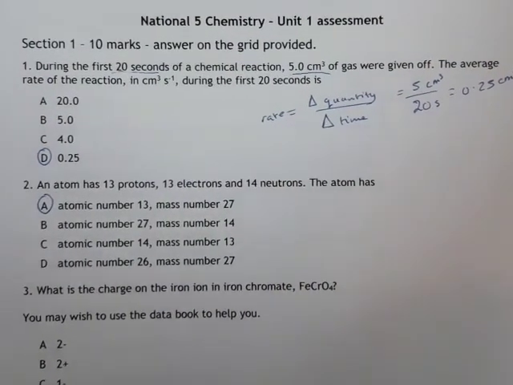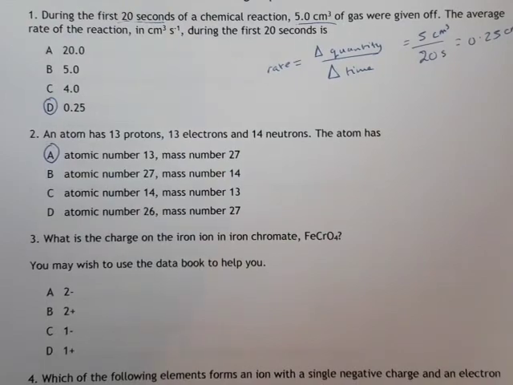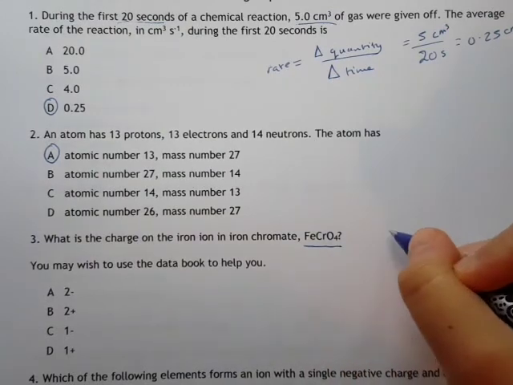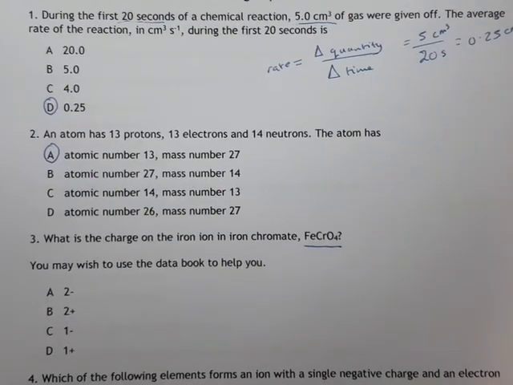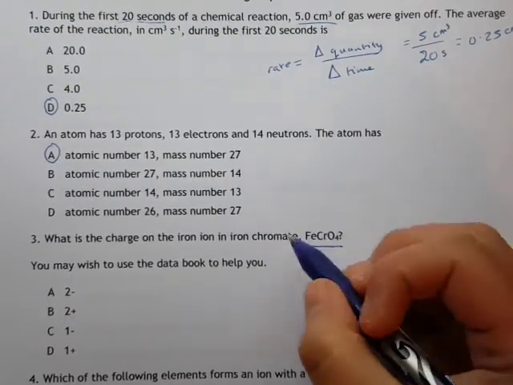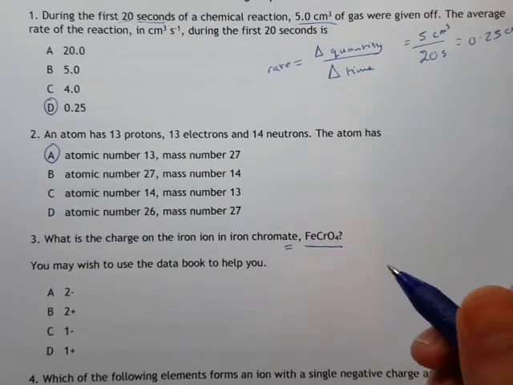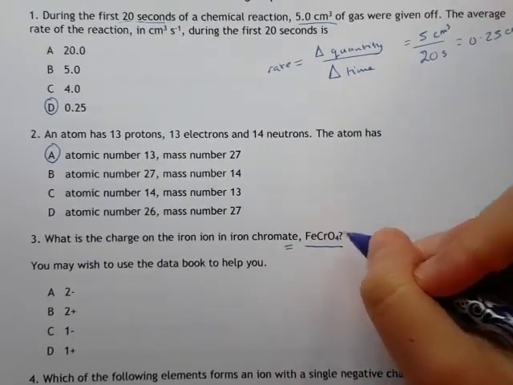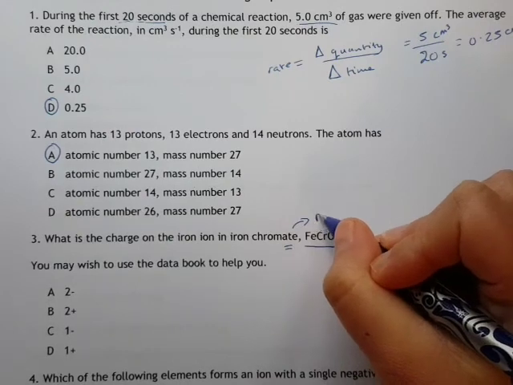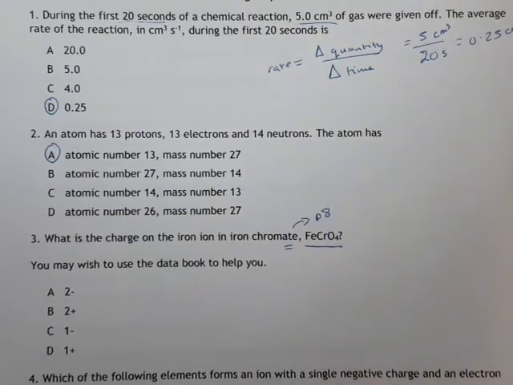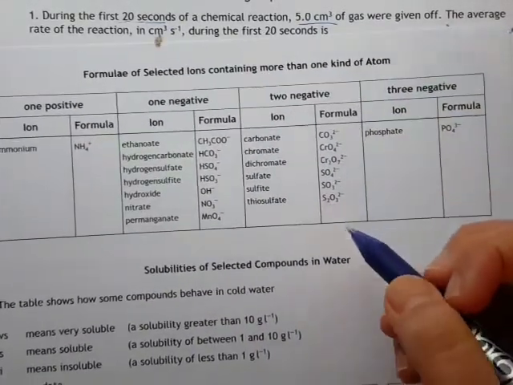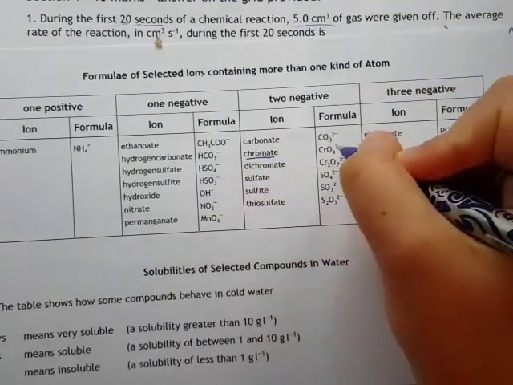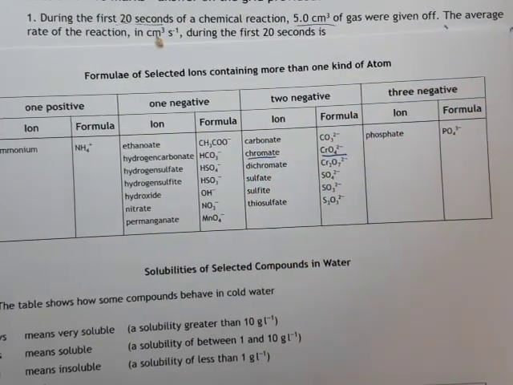Okay, question 3. What is the charge on the iron ion in iron chromate? So you've got FeCrO4. Now, this is a slightly more difficult type of multiple choice question, I would say, but we did have a look at those in class. Clue, if it's one of these group ions, like chromate, hydroxide or ammonium, then you're going to find information about that ion on page 8 of the data booklet. So if we go to page 8, what we can see here is that the chromate ion is CrO4 2-.